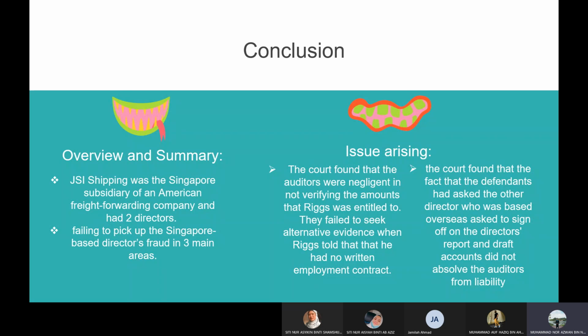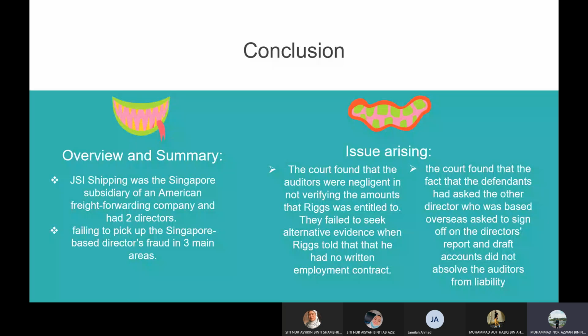and this was allegedly not picked up by the auditors in the audits carried out for financial years 1999 to 2001, but by one of the staff who reported to the US-based director. So JSI Shipping sued the auditor for negligence in failing to pick up the Singapore-based director's fraud in three main areas. The first is failure to verify the Singapore-based director's entitlement to remuneration, the second is failure to report abuse by the Singapore-based director of his cheque signing limit, and the last is failure to properly verify warehouse renovation expenses.